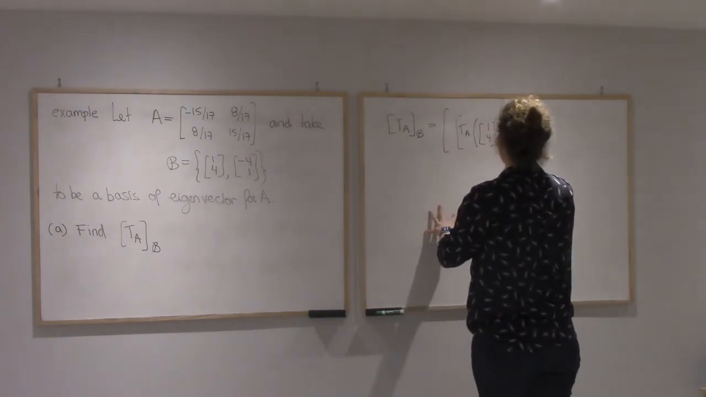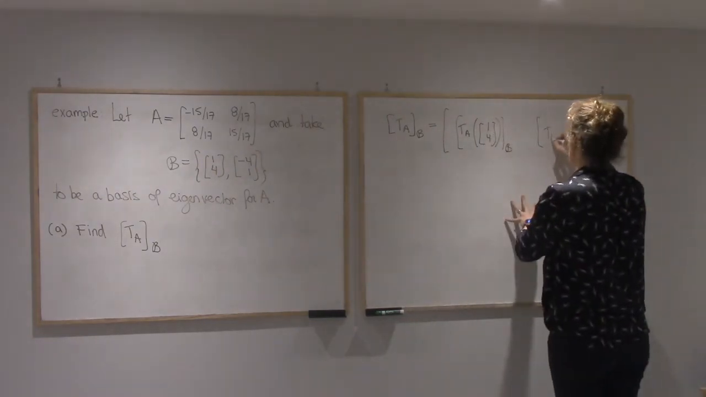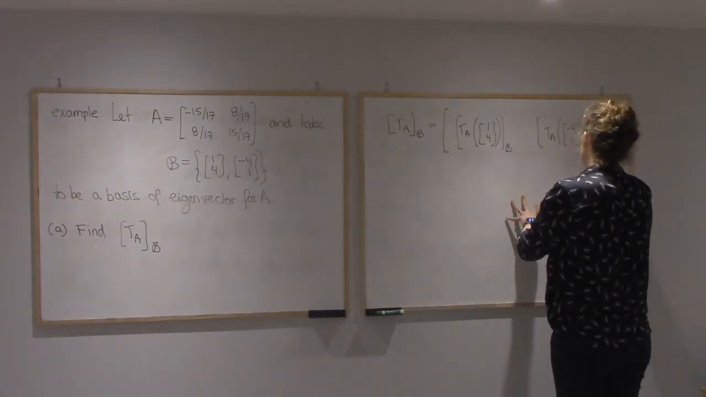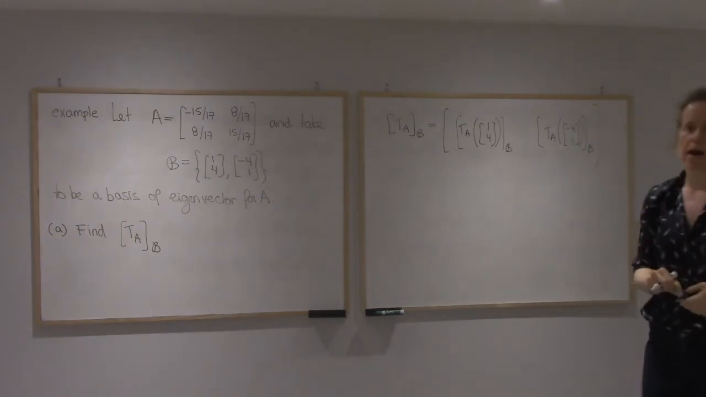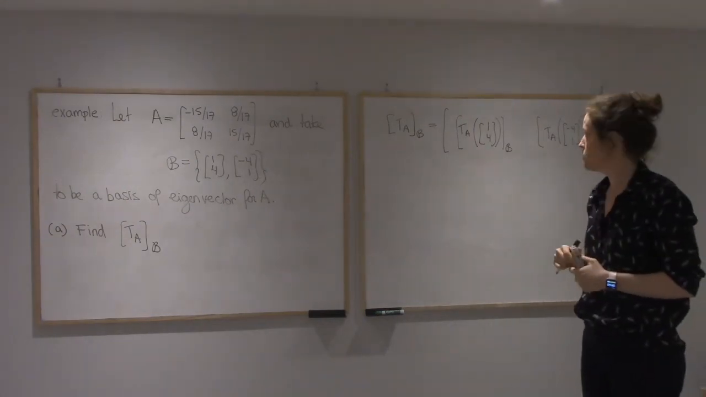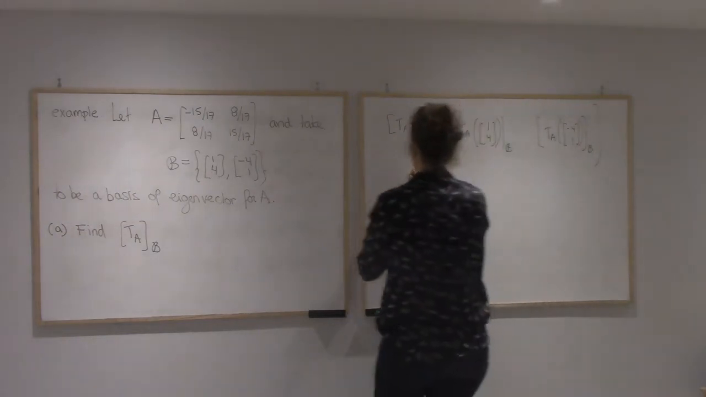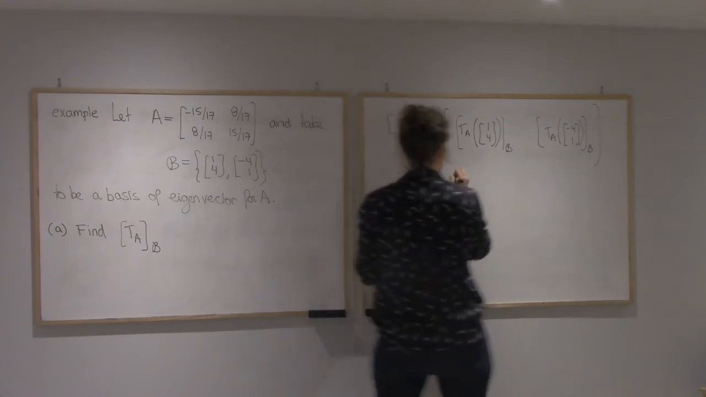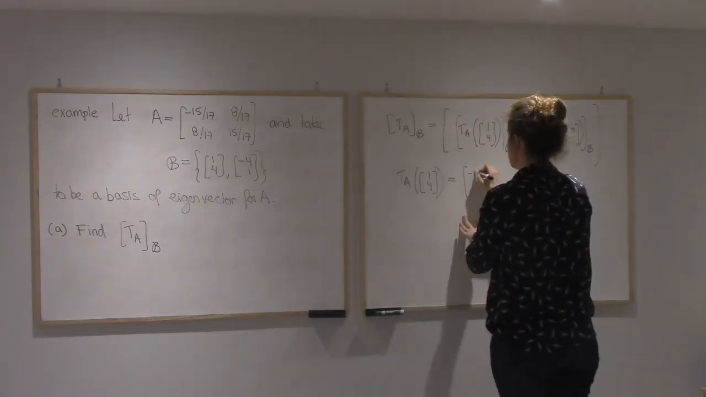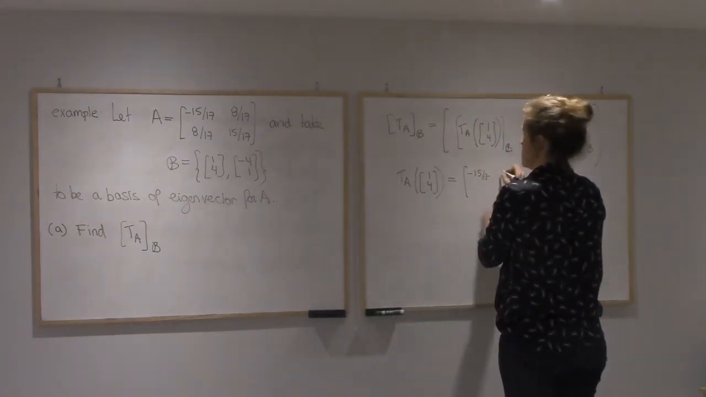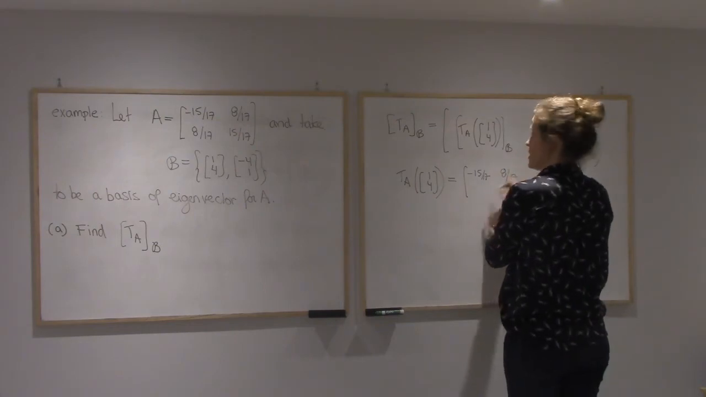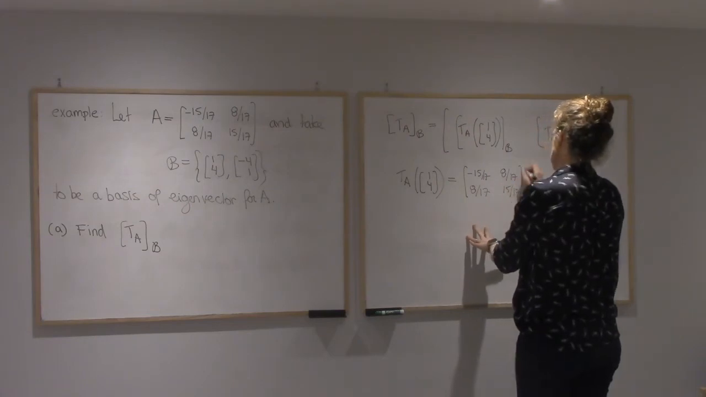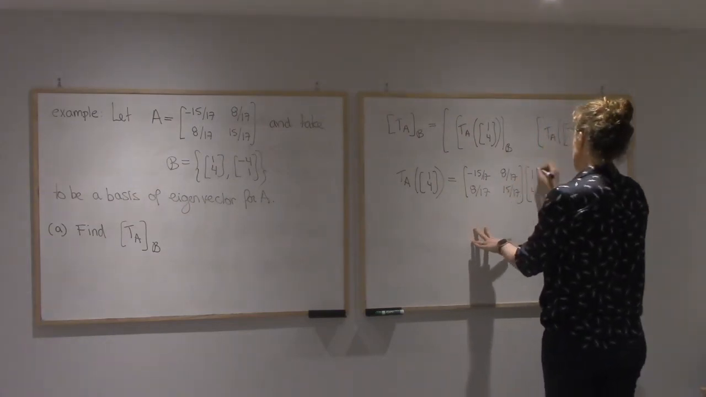So let me write it like this, and then I have to do the same thing. Minus 4, 1. Again, I want the coordinates of that vector in the original basis. Alright, so TA of 1, 4, that's A, so minus 15 over 17, 8 over 17, 8 over 17, 15 over 17. I'm going to multiply this by 1 and 4.